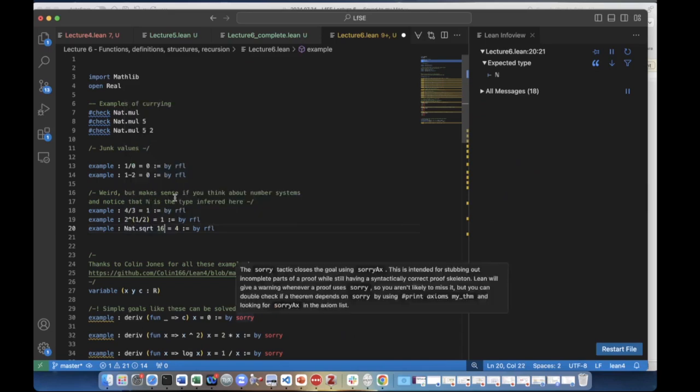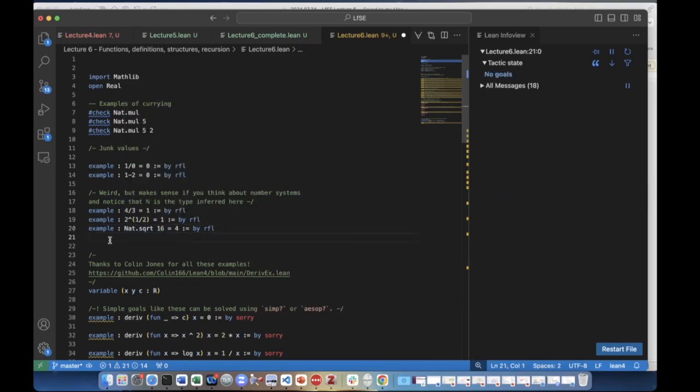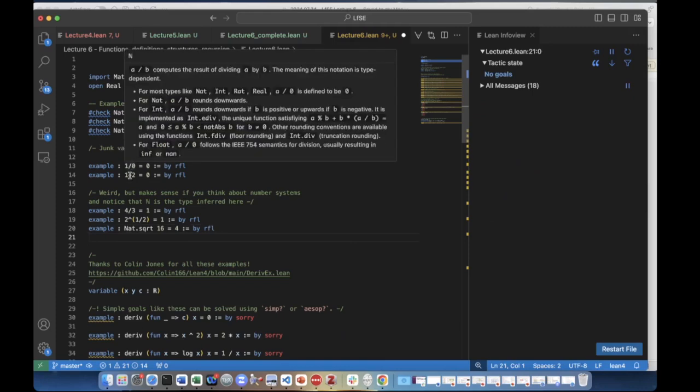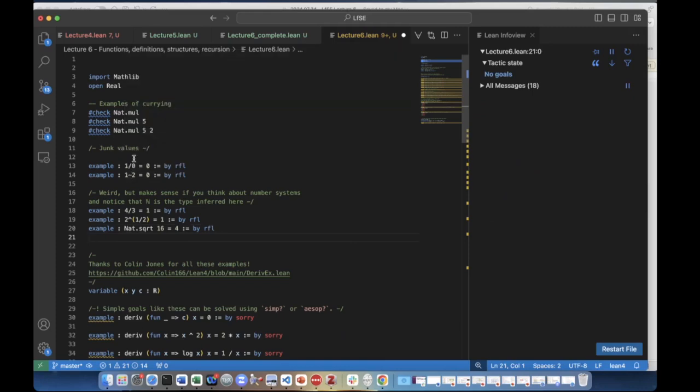So this is different from a junk value. A junk value is something set by the definition of what this function does when it's operating on certain types. This is, I call it weird, but it makes sense if you think about the number systems. And notice that the natural number is the type that's inferred here.